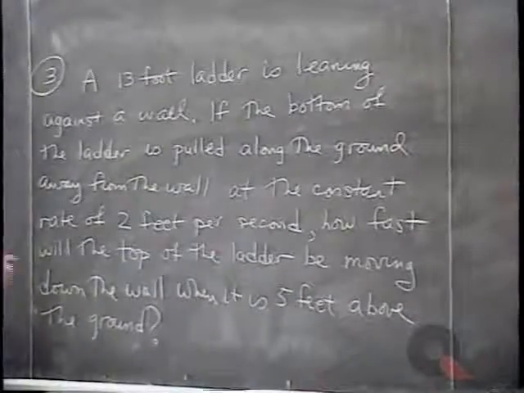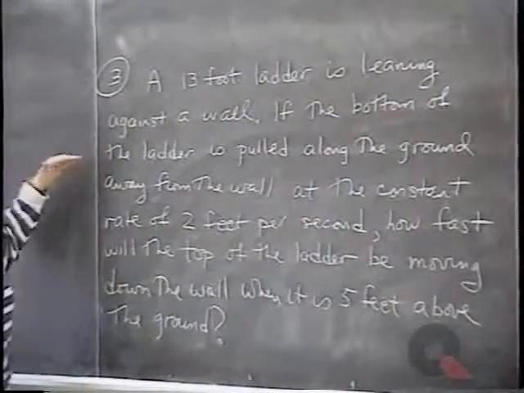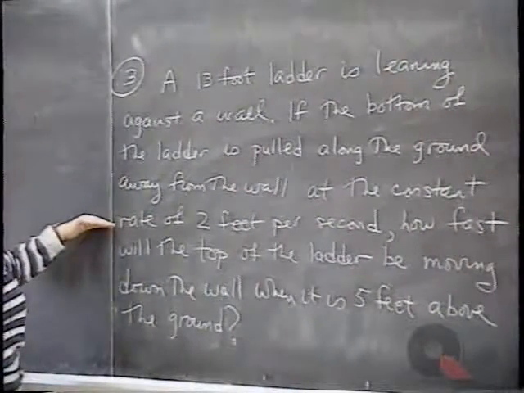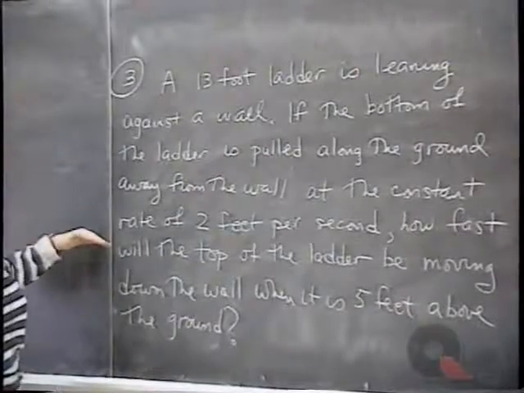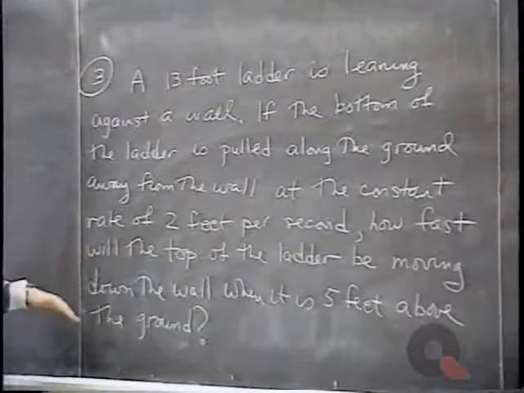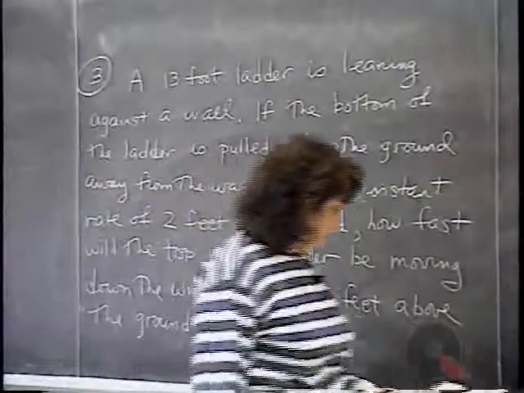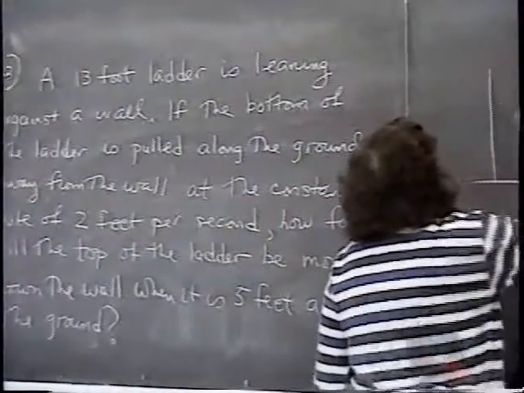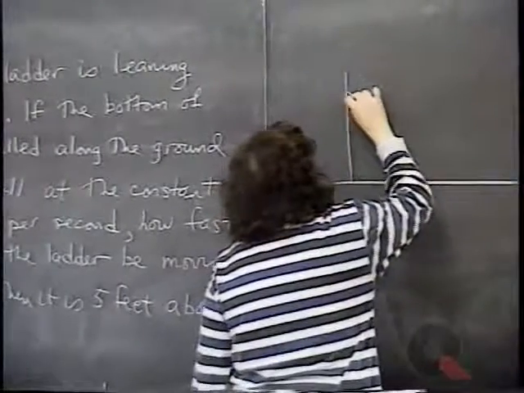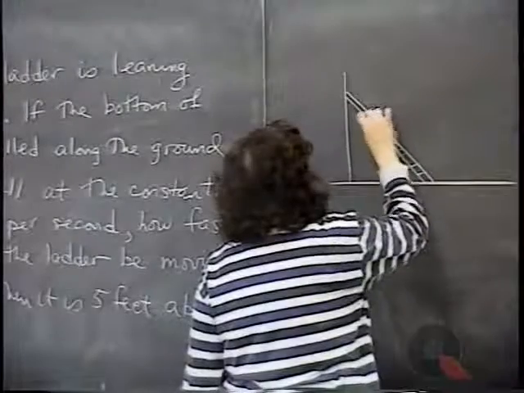In our next example, we have a 13-foot ladder leaning against a wall. The bottom of the ladder is pulled along the ground away from the wall at the constant rate of 2 feet per second. How fast will the top of the ladder be moving down the wall when it is 5 feet above the ground? Okay, let's draw a picture to illustrate what's happening in this problem. We have a 13-foot ladder that's leaning against the wall.